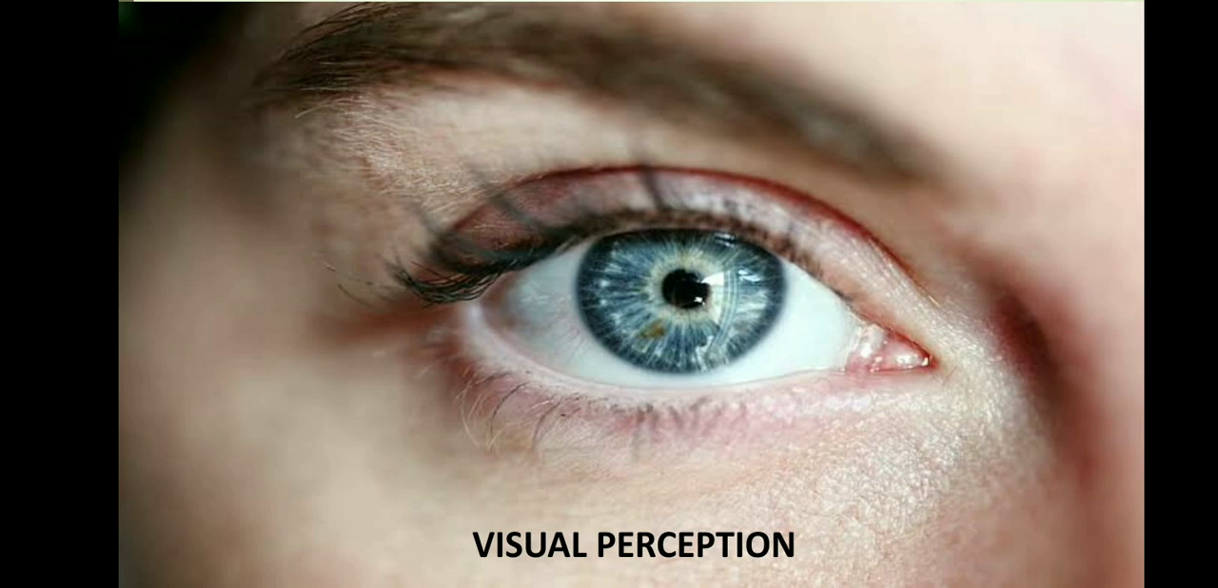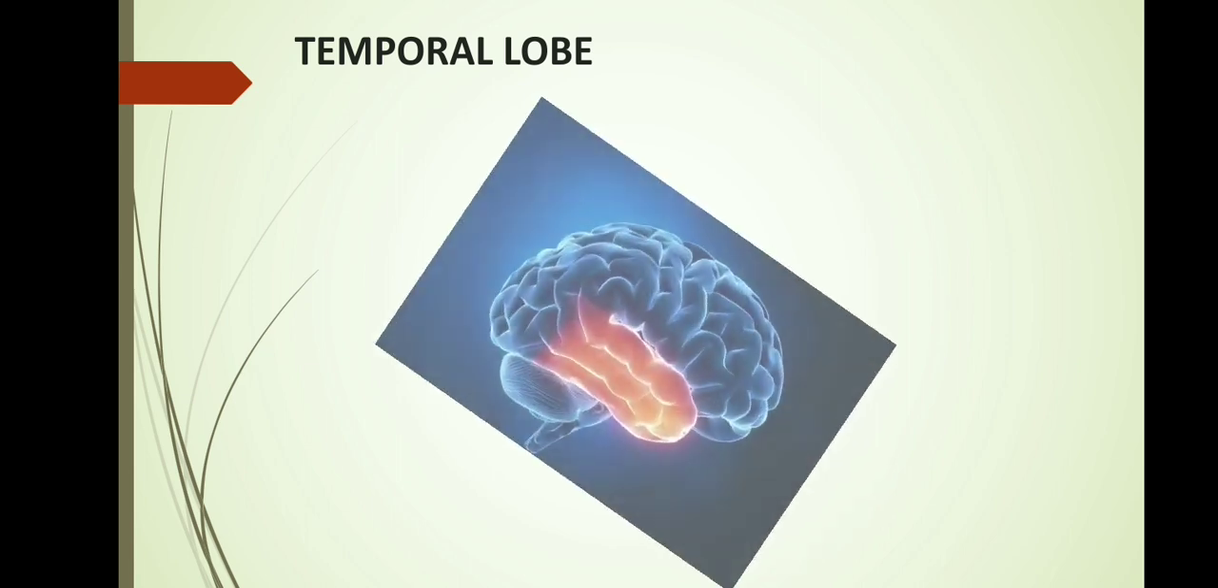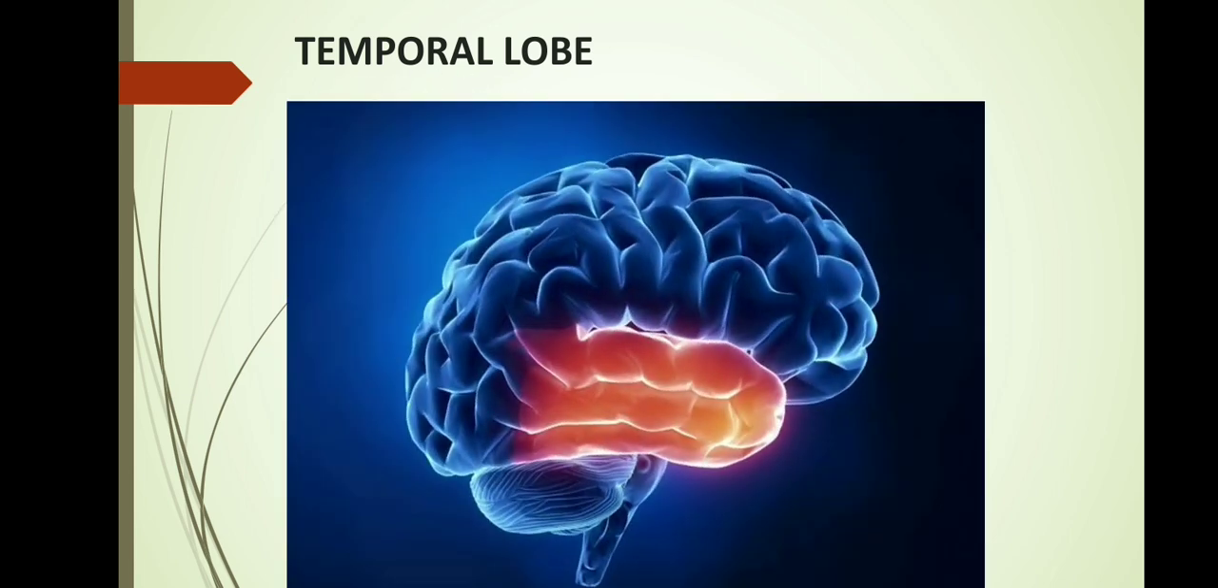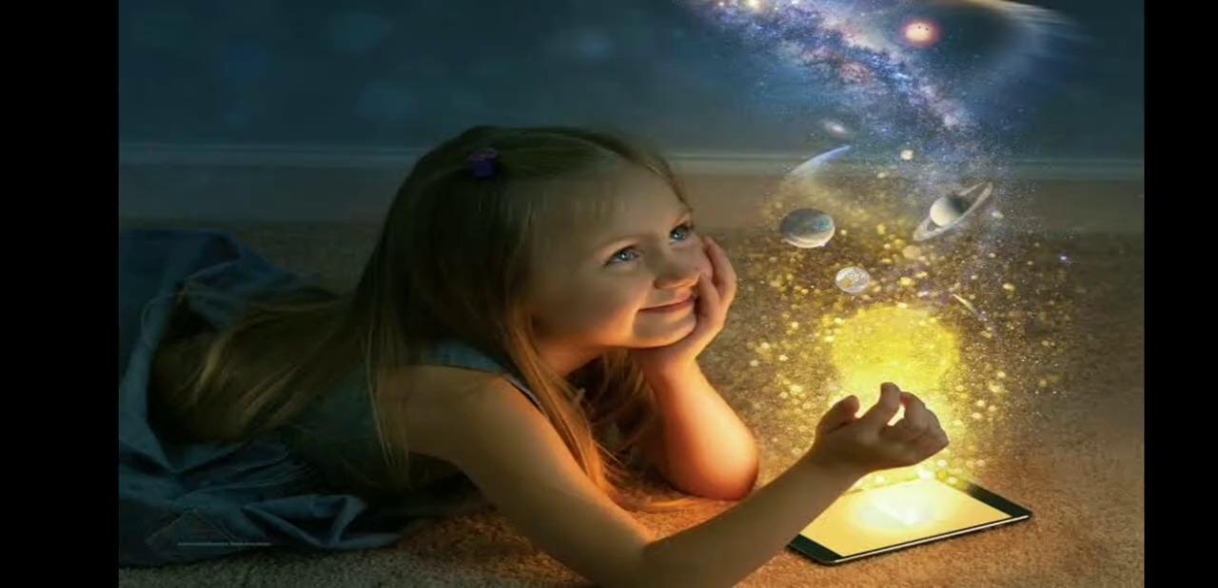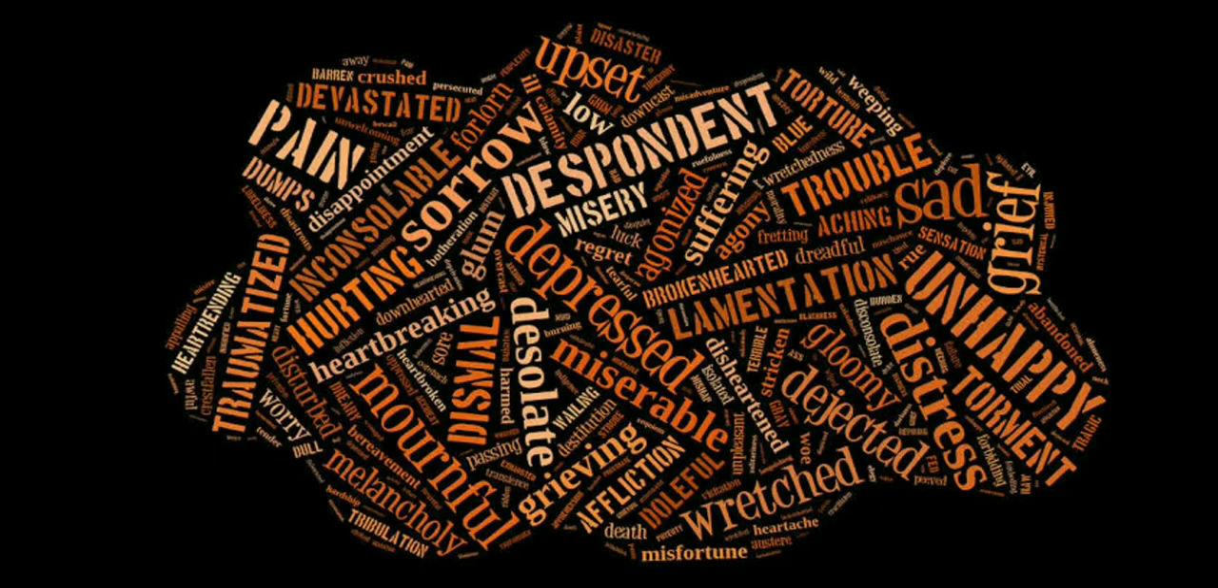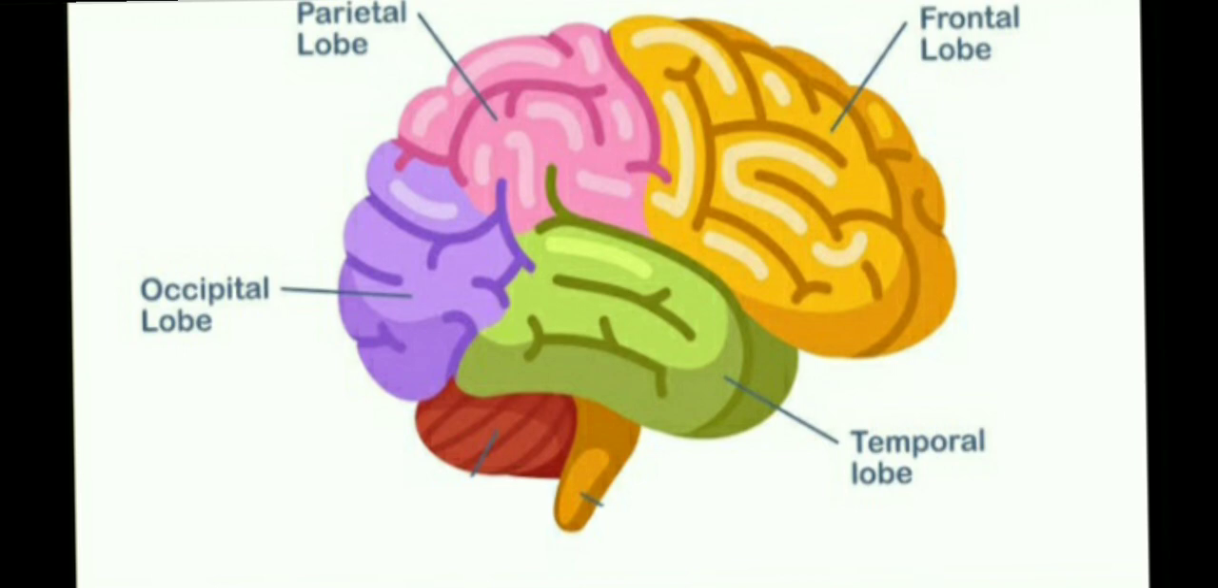The last lobe that we are going to be discussing is the temporal lobe, and this lobe is located just below the parietal lobe. Temporal lobe is associated with auditory perception, which means the ability to hear. Apart from this, the cerebral lobes are also responsible for controlling your imagination and your emotions. If any of these lobes is damaged, then the particular function which these lobes are performing is going to be affected drastically.